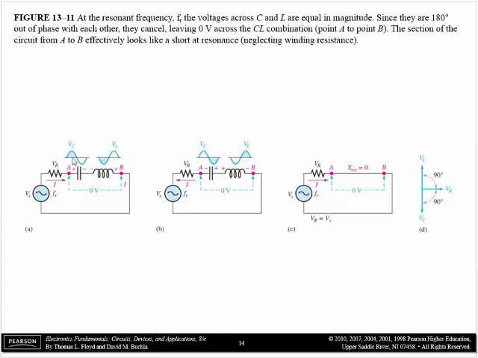It's kind of shown right here. VC and VL are out of phase with each other, so they will cancel each other out, but they can have a pretty big voltage across it.